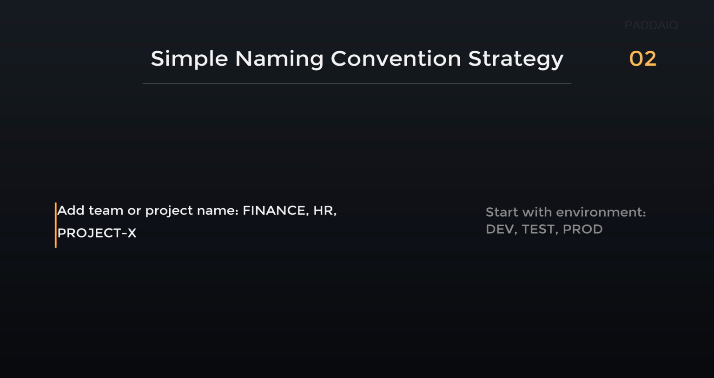Add team or project name, finance, HR, project X. This means including a clear identifier for the group using the resource. For example, a development space could be named Dev Finance Users. This instantly clarifies the resource's purpose and ownership, making your landscape much easier to navigate and manage.